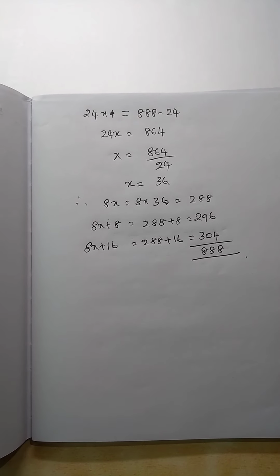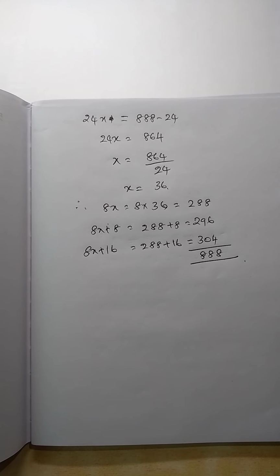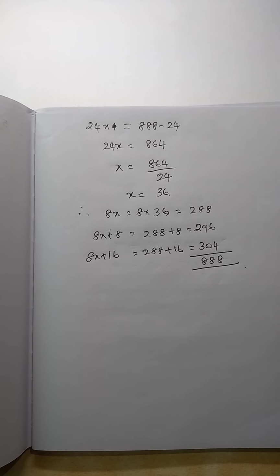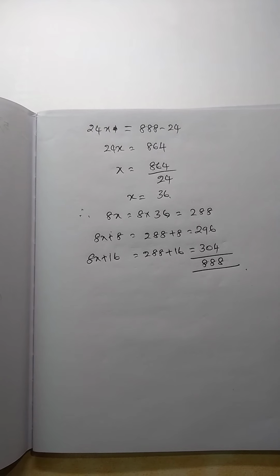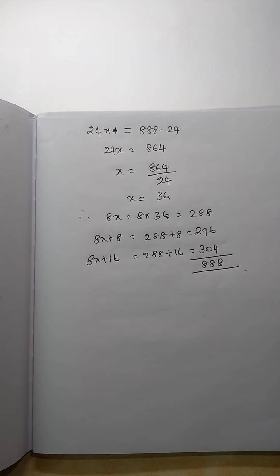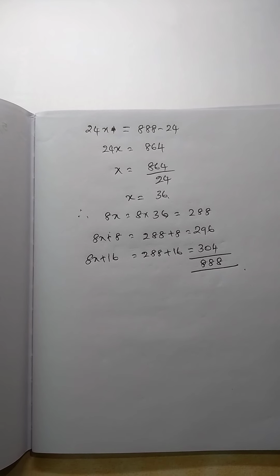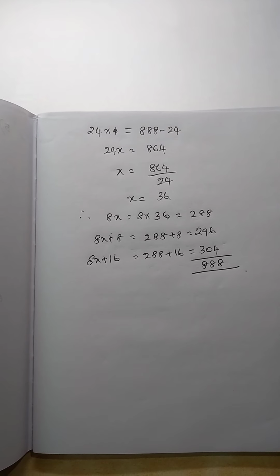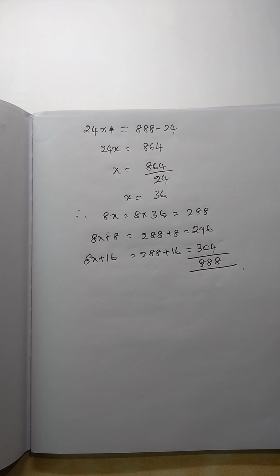So the first multiple is 8x, so it is 8 into 36, that goes around 288. The second multiple is 8x plus 8, so it is 288 plus 8, so it is 296. The third multiple is 8x plus 16, which is 288 plus 16, that goes around 304. When you add up all these things, you will get the sum as 888. So the multiples required are 288, 296 and 304.